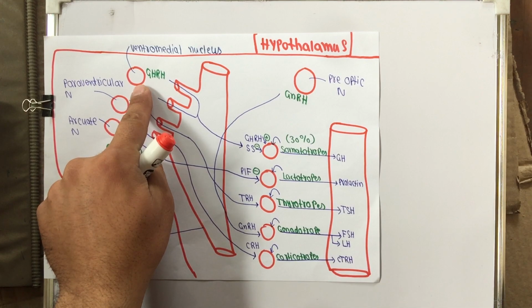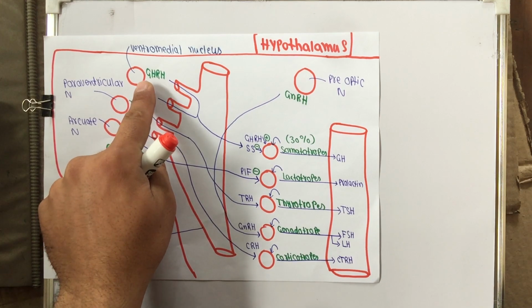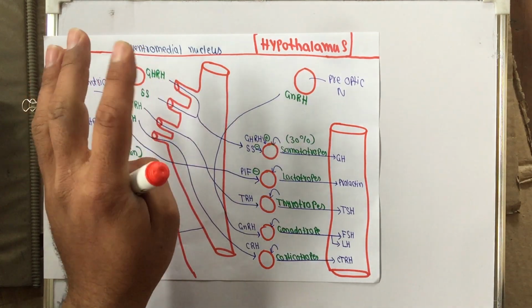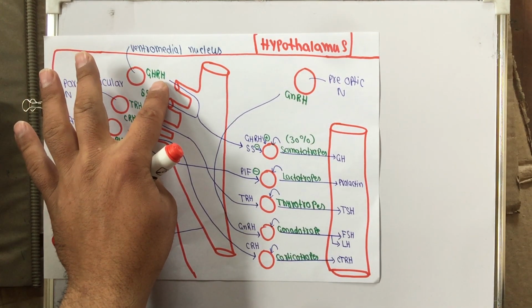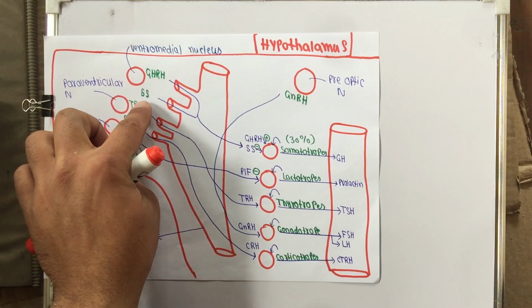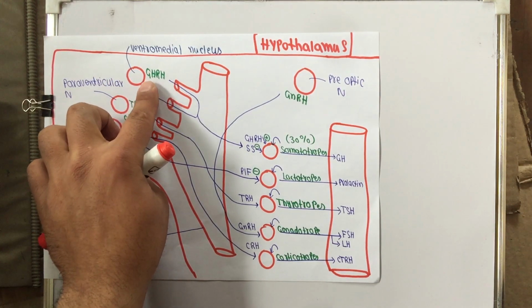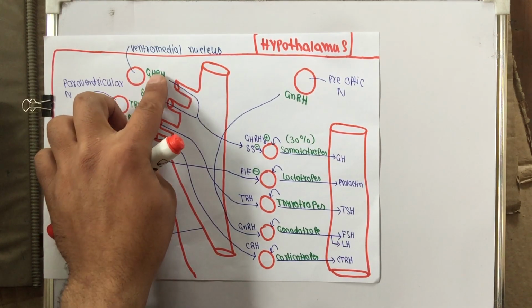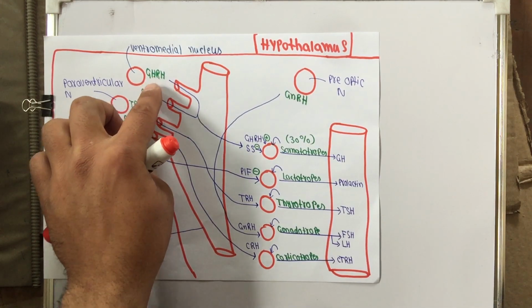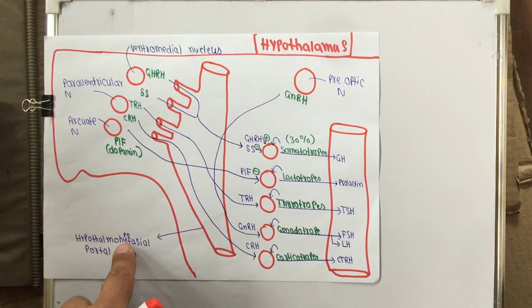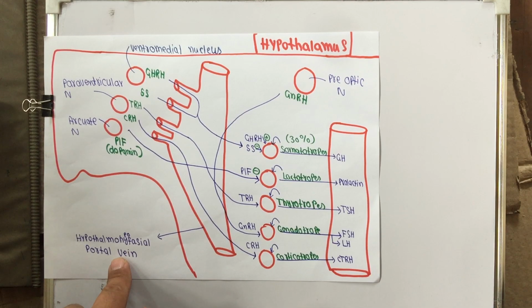This is a nucleus called the ventromedial nucleus. This nucleus produces a factor called growth hormone releasing hormone. It also produces somatostatin. Somatostatin and growth hormone releasing hormone are produced by the ventromedial nucleus. These two factors work in opposite direction and go through the hypothalamo-hypophyseal portal vein, which we just discussed before.